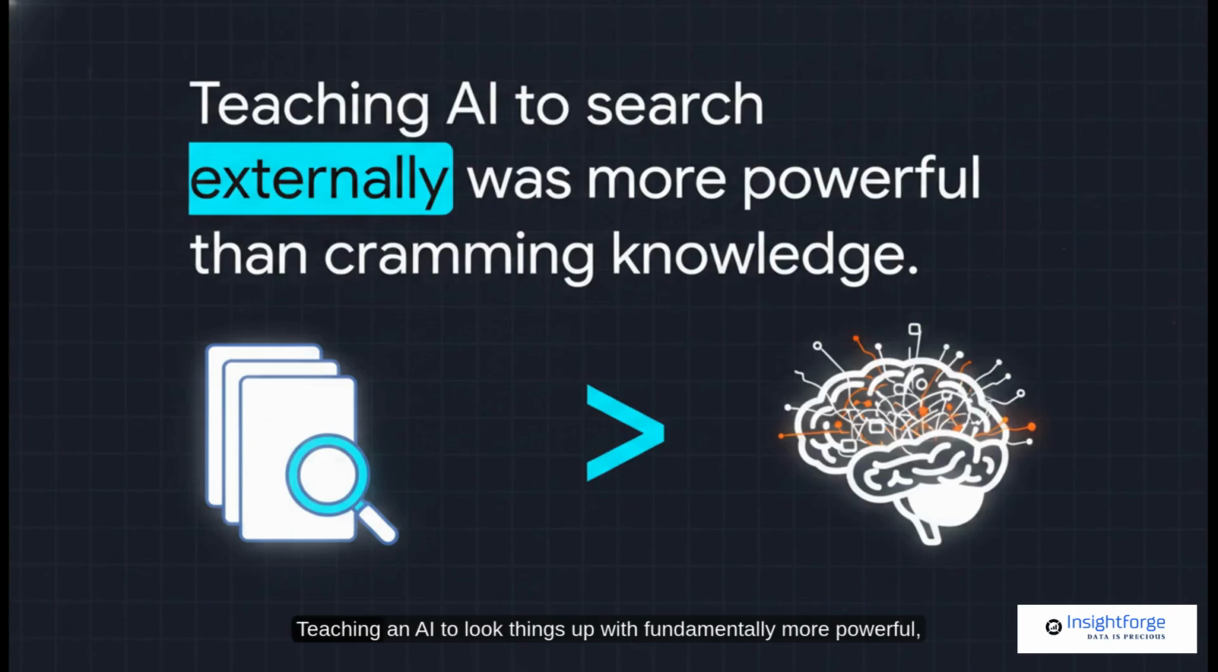If you take away just one single concept from this explainer for your own future research, let it be this. Teaching an AI to look things up was fundamentally more powerful, more factual, and more efficient than trying to cram all the world's knowledge into its parameters. It represents a total paradigm shift from pure memorization to dynamic reasoning.